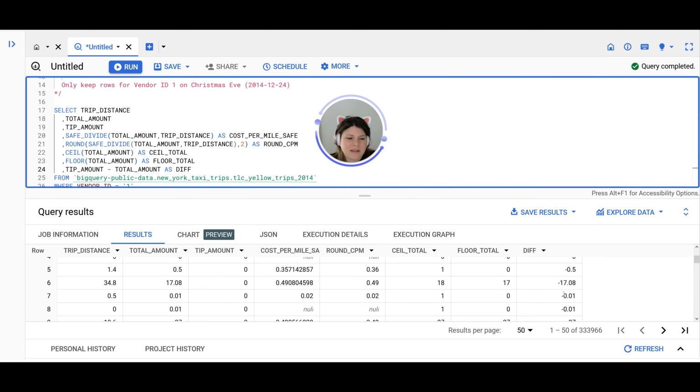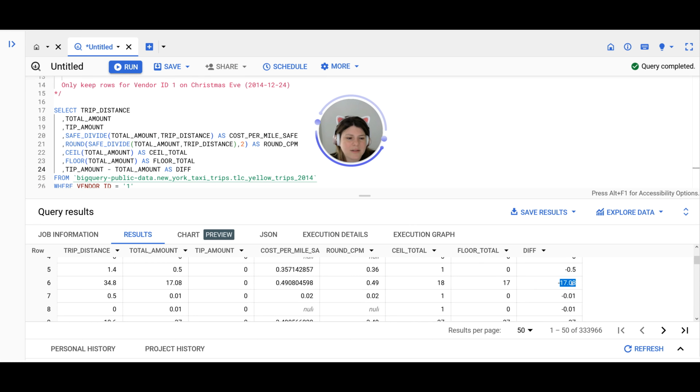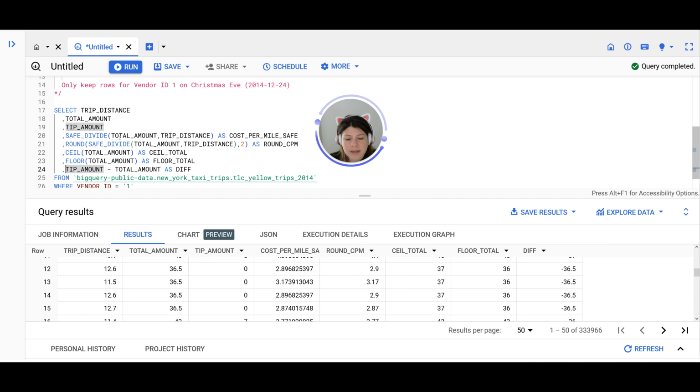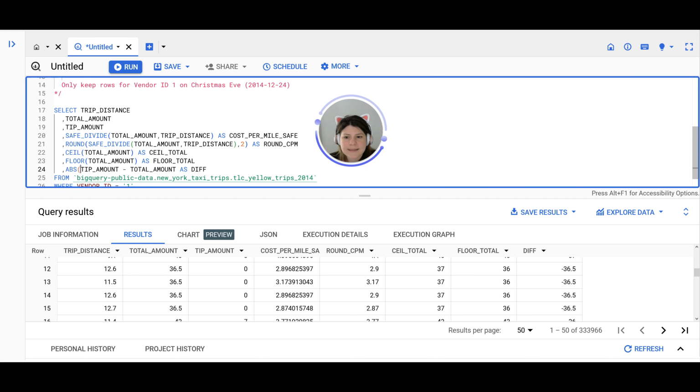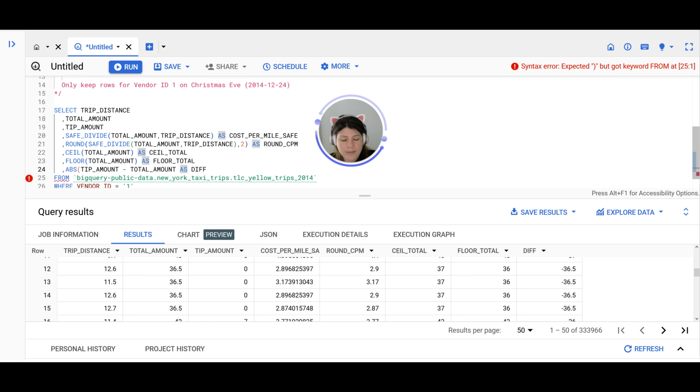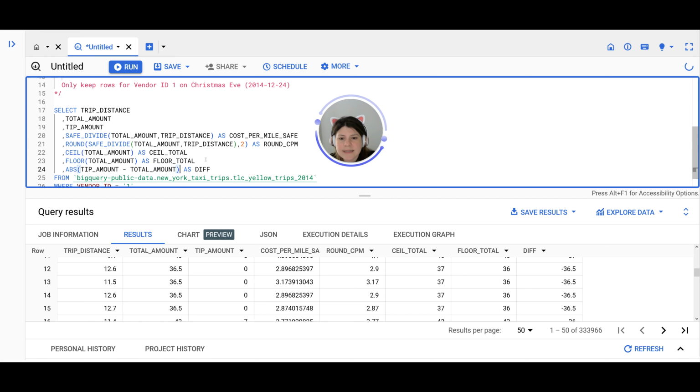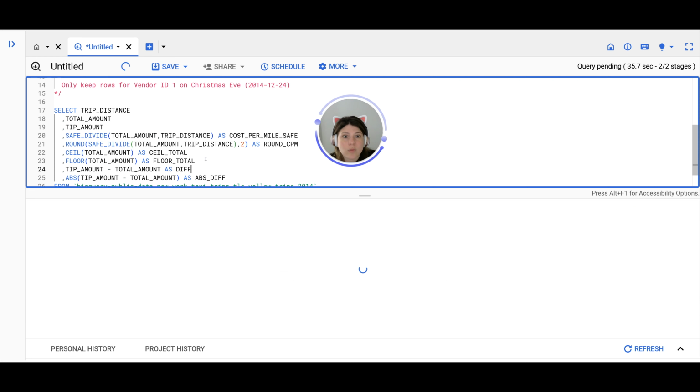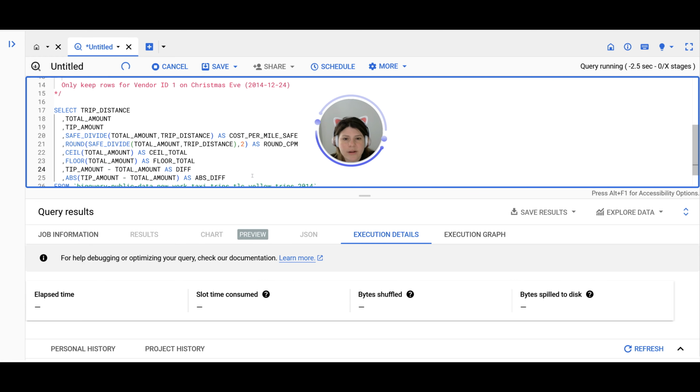And you say, that negative $17, no, I don't want that. I want all of these to be positive numbers. So to do that, you can do what's called the absolute value, and we abbreviate that ABS. And we're just going to put him in here. And so what he's going to do is say, I don't care that tip amount minus total amount is negative. He's going to be positive no matter what. So let's take a look.